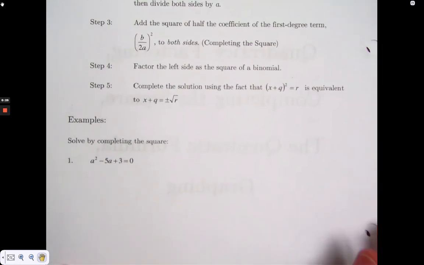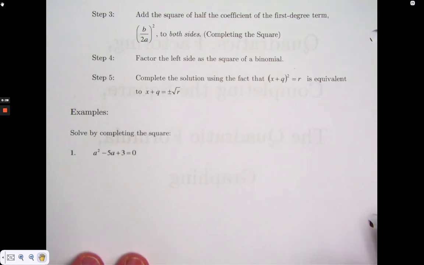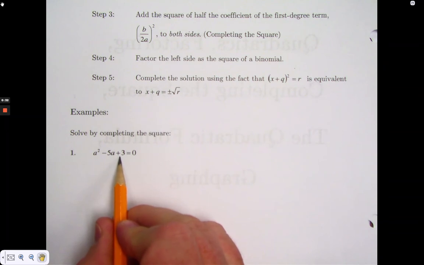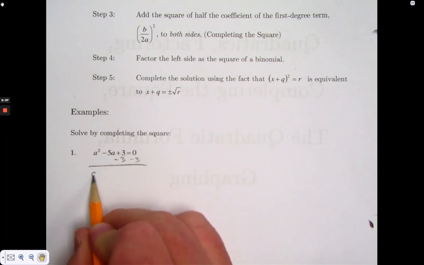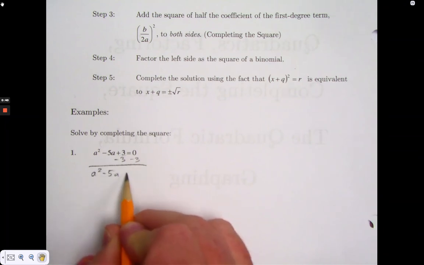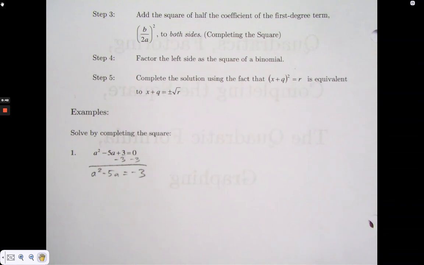So step number 1 was transform the equation so that the constant term is alone on the right side. So C, or our constant term, is this plus 3. So I'm going to subtract 3 from both sides, and that gives me a squared minus 5a equals negative 3. Now the reason why we're doing this is because we are trying to get this to be a perfect square trinomial on the left side, so that way we can take the square root of both sides, okay, and get rid of that a squared and solve for a.